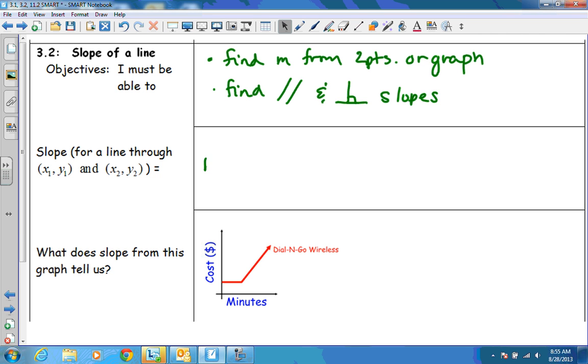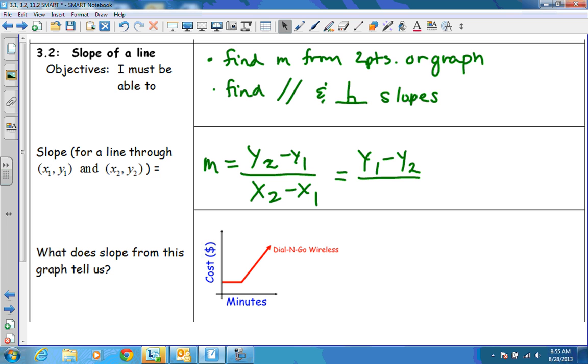Okay, what's m equal to? Give me one formula. y2 minus y1 over x2 minus x1. Good. What else? Could I do y1 minus y2? If I do that, what do I have to do on bottom then? Yeah, the ones have to be together and the twos have to be together. If you're looking at a graph, you go rise over run.